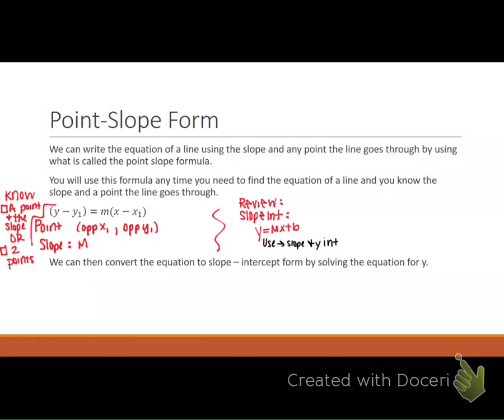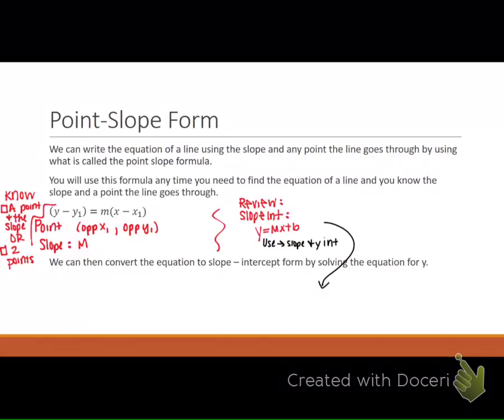Because what can you find if you have 2 points? The slope. So remember, in point slope, we need the slope. So if we're given 2 points, we have the point part of it, but we don't have the slope. But you can always find the slope when you're given 2 points. So that's why that's the case. We can then convert the equation into slope-intercept form by solving for y. All right, questions so far about what point-slope form is? We're going to convert everything into slope-intercept form, but to get to slope-intercept form, we're going to have to move through point-slope form first. Sometimes you're going to have to start in point-slope form to get to slope-intercept form.